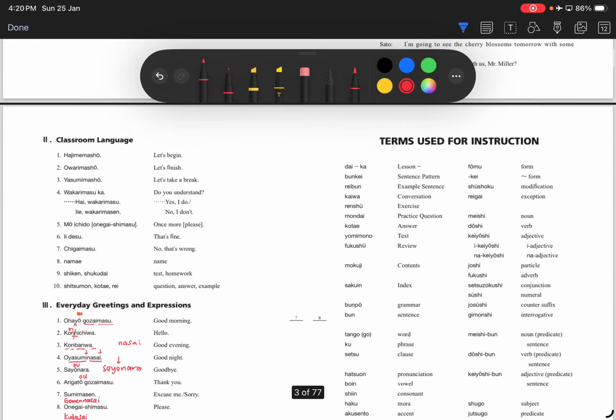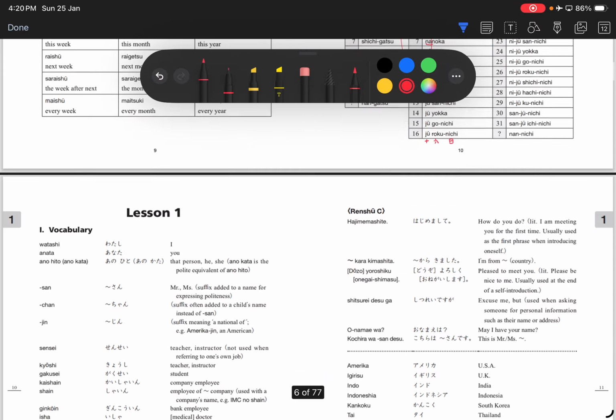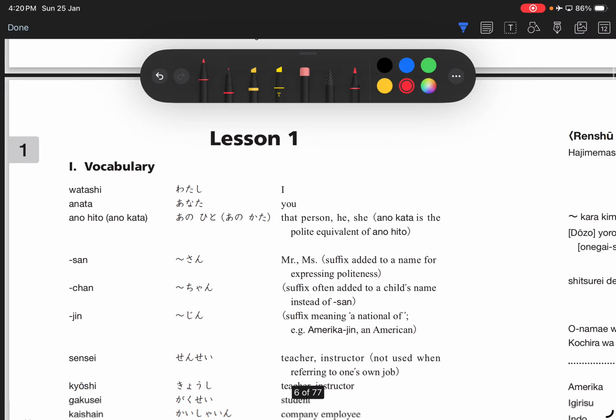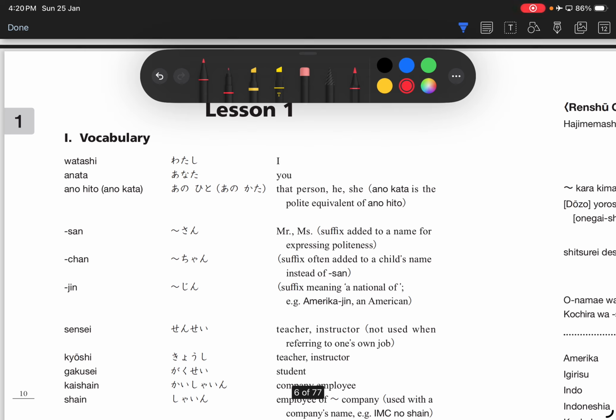Okay, I think you have this one, right? Lesson 1. We talk about vocabulary first. Apologies, I'm not very used to this textbook.